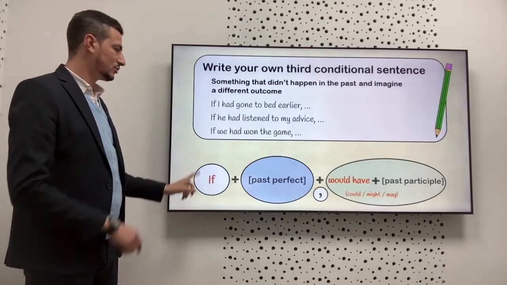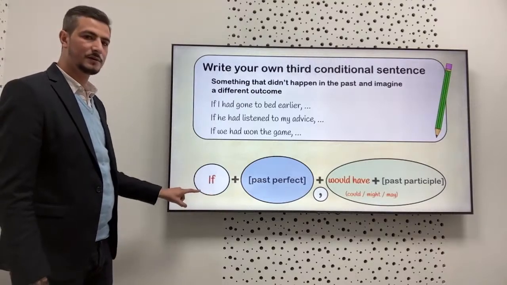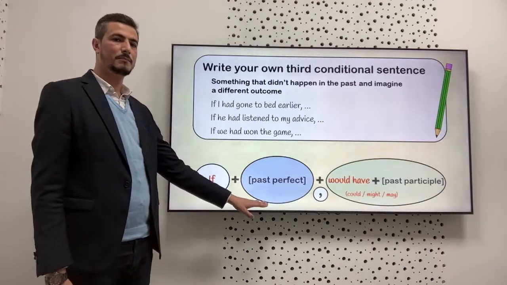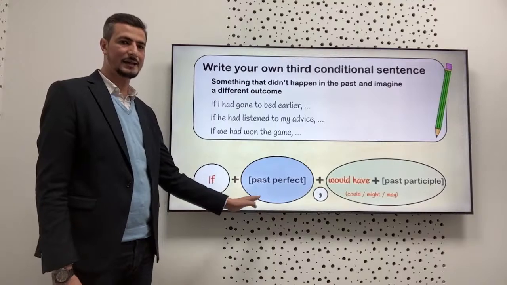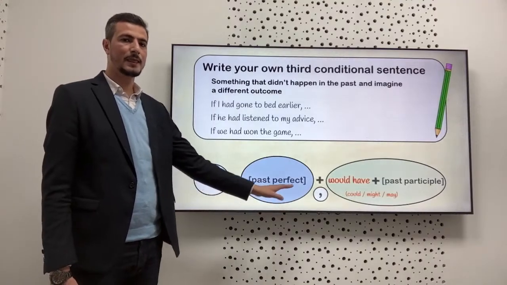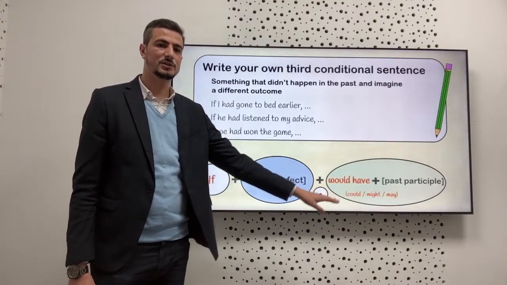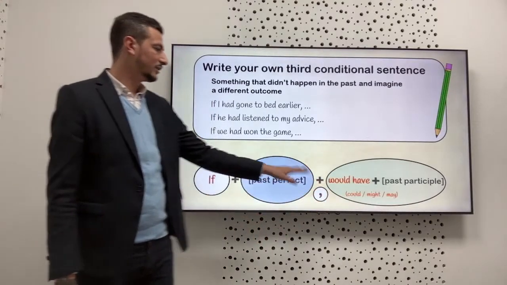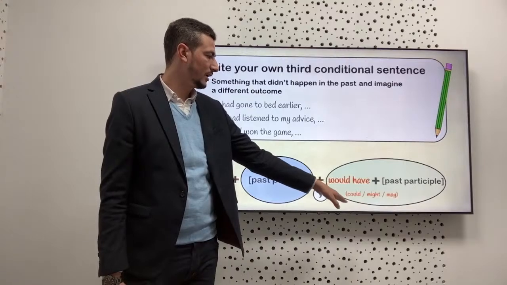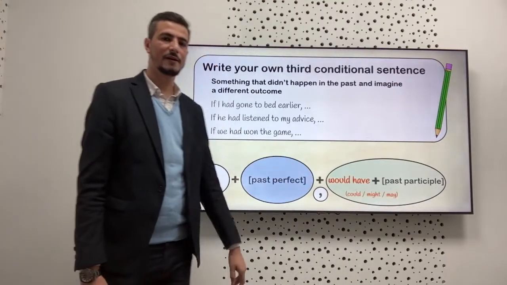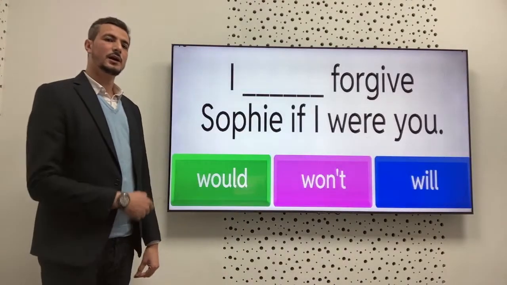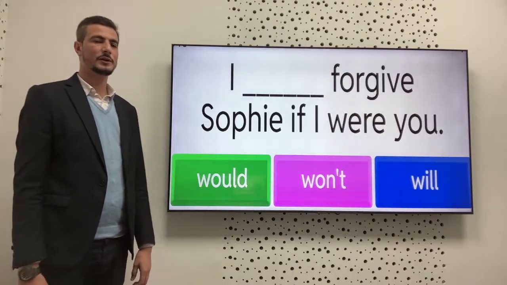As a recapitulation of the structure, we start with if plus past perfect, which is had plus a past participle, comma, and then would have plus past participle. Remember, we can change would have to could, might, or may have. Now let's take this practice very quickly.